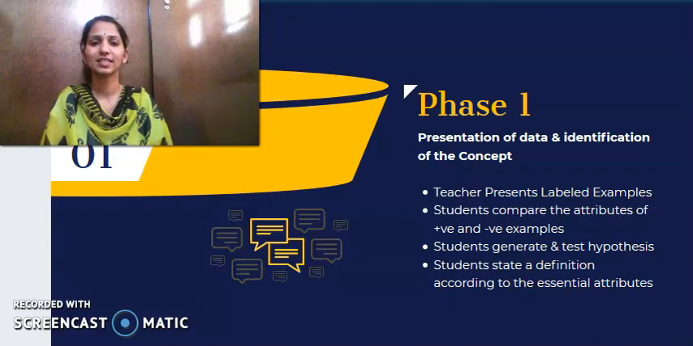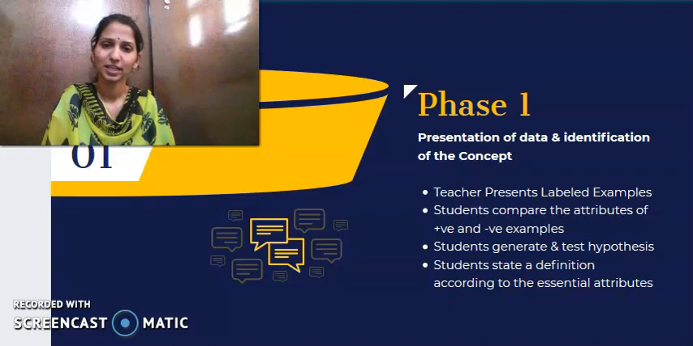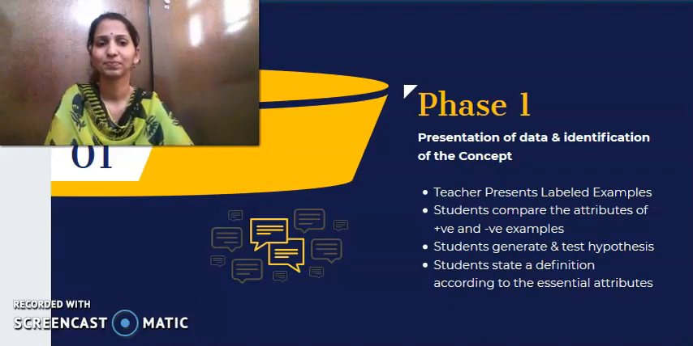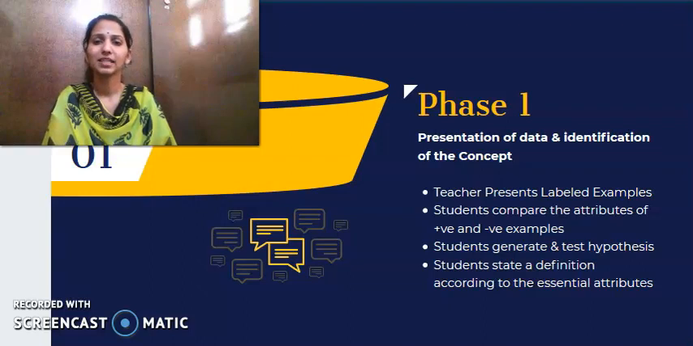The first phase is considered a very important phase because here the students are going to identify the attributes of the concept, and it is called presentation of data and identification of the concept. Here the teacher first and foremost presents the labeled examples. Labeled examples means the teacher presents the examples under the heading of yes and no examples, wherein yes examples are related to the concept and no examples are not related to the concept. These yes examples are also considered positive examples and no examples are considered negative examples.